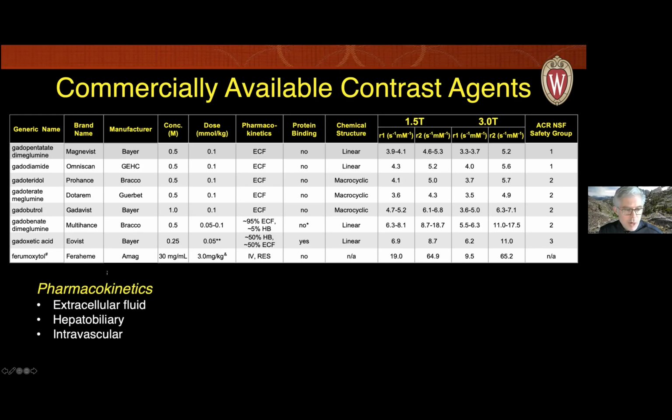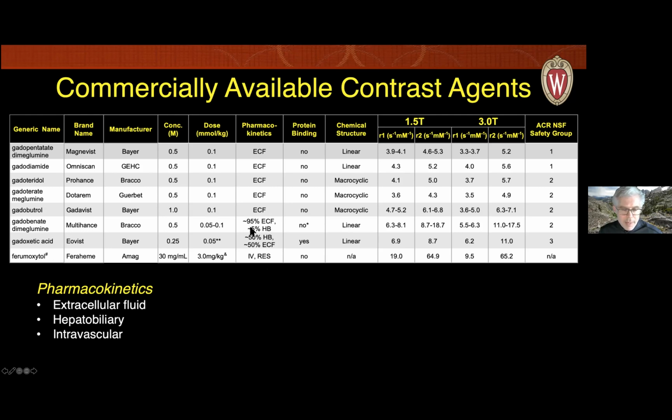So a few general properties to think about are pharmacokinetics, and that's listed over in this column here. Extracellular fluid agents, hepatobiliary, intravascular, or reticuloendothelial. The majority of agents have extracellular behavior.